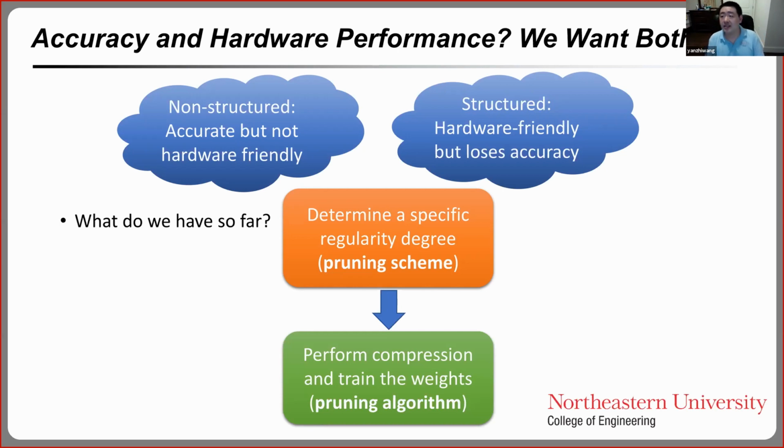Previously, we have discussed everything about ADMM. What is ADMM? ADMM is essentially a pruning algorithm. We have solved this. We have some improvements on this, like reweighted regularization, but this is somewhat like incremental optimizations. What is missing here is the pruning scheme. Is there a better or optimal pruning scheme that can be both accurate and efficient?